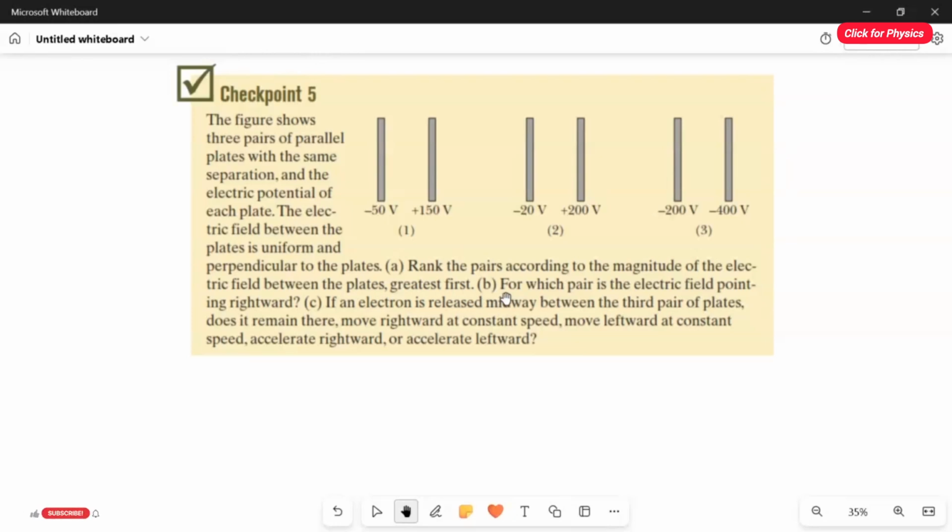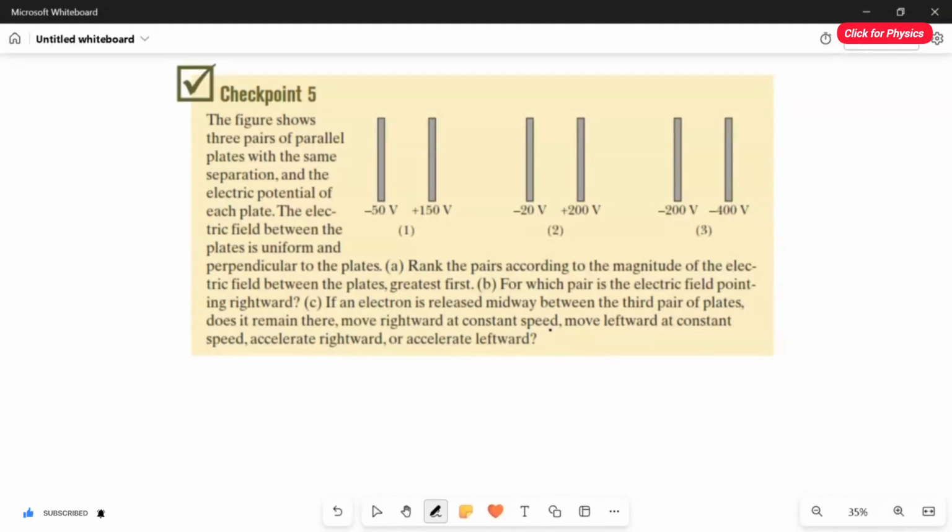Question B. For which pair is the electric field pointing rightwards? And question C. If an electron is released midway between the third pair of plates, does it remain there, or move rightward at constant speed, or move leftward at constant speed, or accelerate rightward, or accelerate leftward? So we have to answer these three questions.